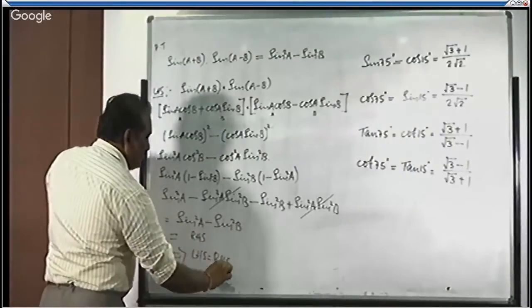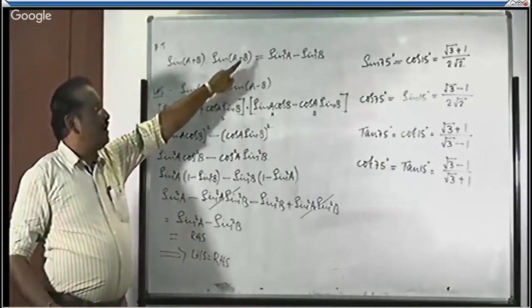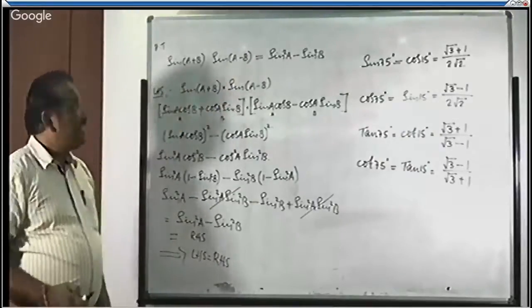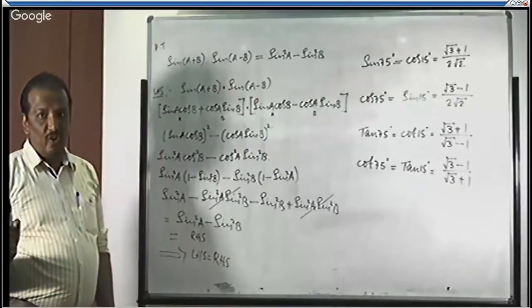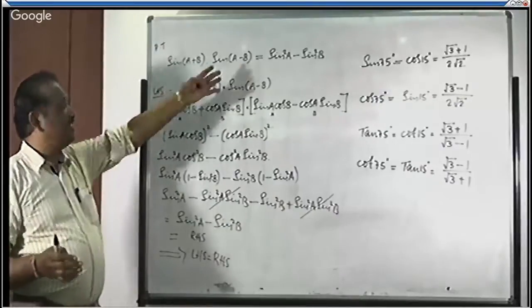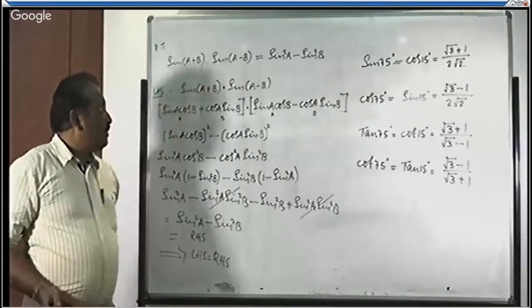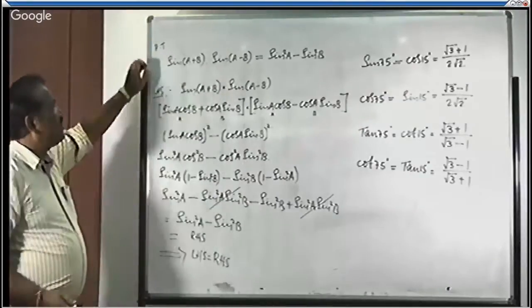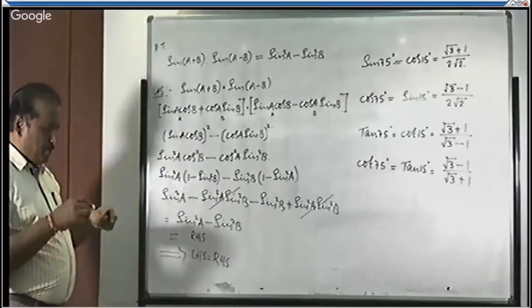That is, the value of sin of A plus B into sin of A minus B always is equal to sin square A minus sin square B. Even though it is not at all a standard result, in most of the examinations it is required to prove that sin of A plus B into sin of A minus B is equal to sin square A minus sin square B. So I hope you may understand.